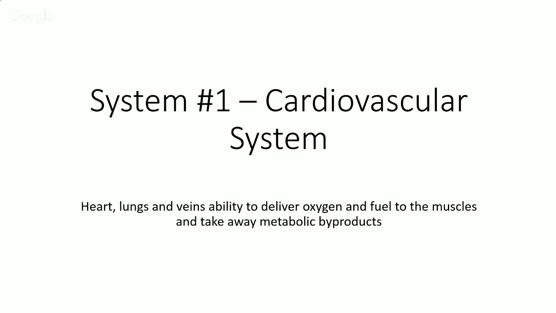So, the cardiovascular system is your heart, lungs, and veins' ability to deliver oxygen and fuel to the muscles and to take away metabolic byproducts. Now, obviously, this is a very high-level view of this stuff. There's a lot more things the cardiovascular system does, and I'm not trying to get into a lot of different specifics. I'm just taking a big overview of what these systems do.